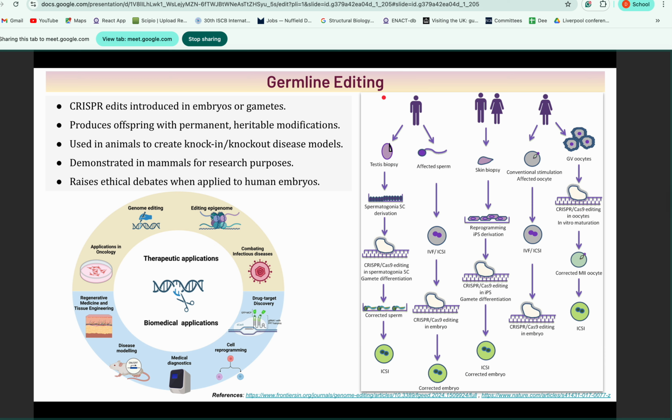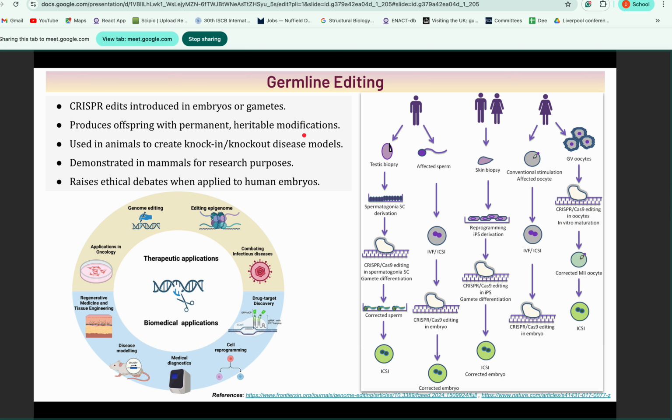Now we will talk about germline editing. So CRISPR edits introduced in the embryos or gametes, because we mentioned that during gene therapy we can even treat at the level of embryos, so that the child who develops should not have those inherited mutations or those disease genes in him. So we can treat it at the level of embryos or gametes. It produces offspring with permanent and heritable modifications. So these modifications will be permanent and then heritable.